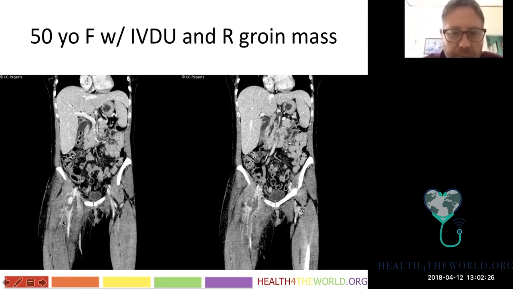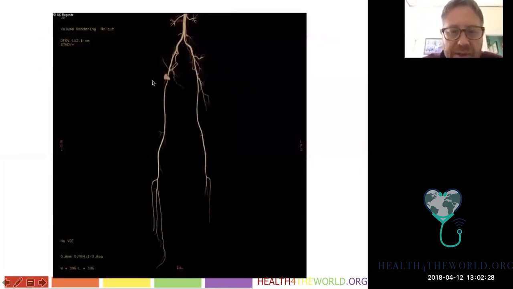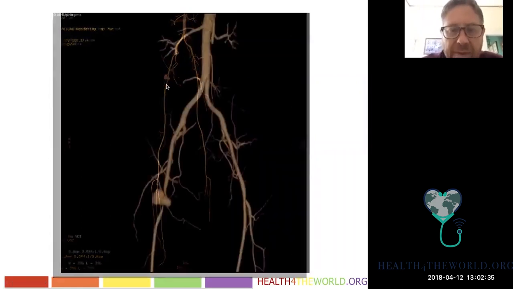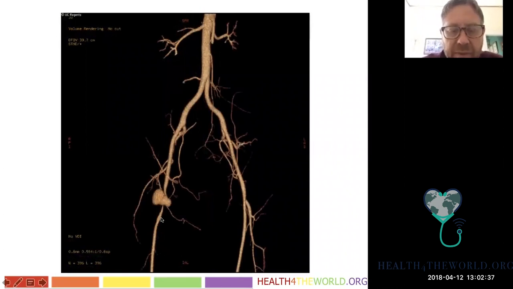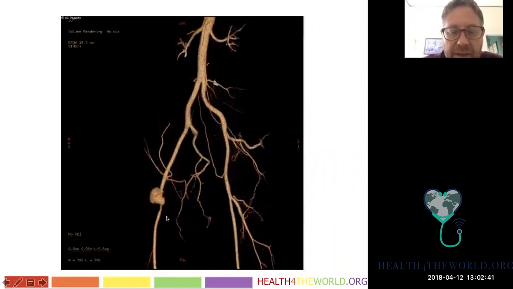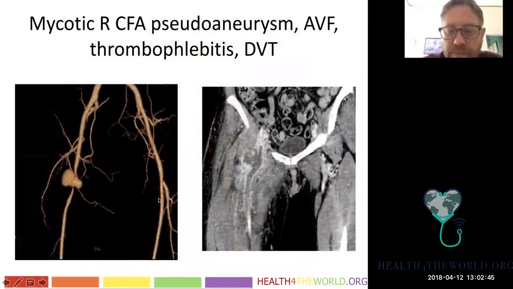So there it is on this volume rendered CTA. You can see that there's a pseudoaneurysm. You can see that there's compression of the right femoral vein there, femoral artery, right here. And you can see that there's this large pseudoaneurysm.